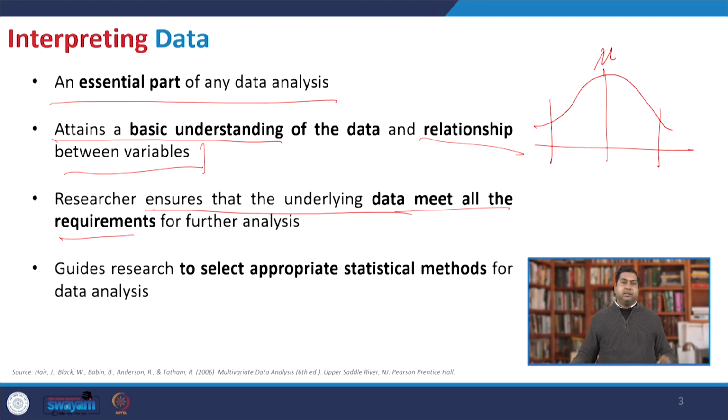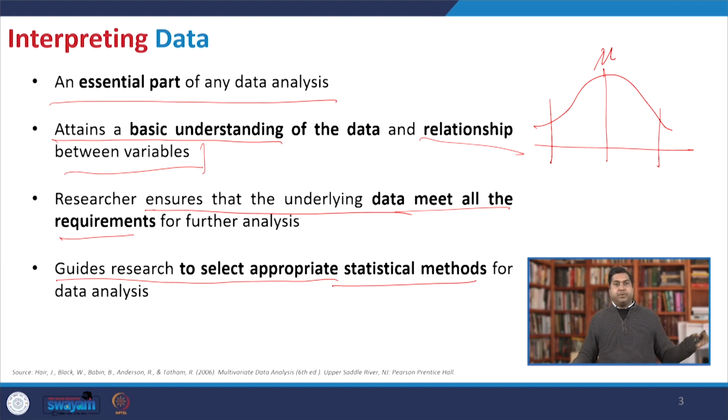So, those are the important parameters that we also check, okay. Those are the different statistical indicators that we check to understand the data better, so that we can apply the advanced statistical tool for further in-depth understanding of the collected information. This particular step also guides research to select appropriate statistical methods for data analysis. So, it will also direct the researcher as to what kind of method can be applied.